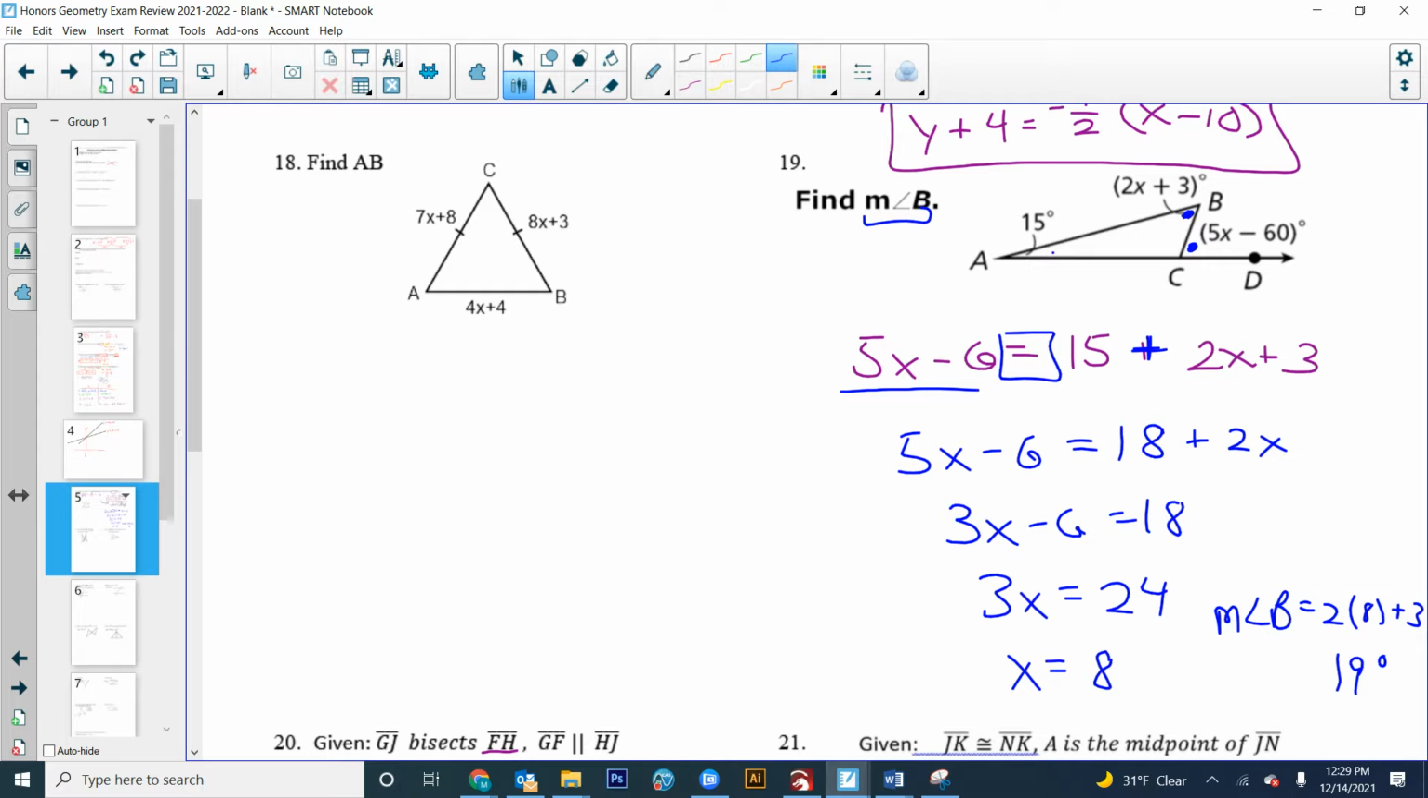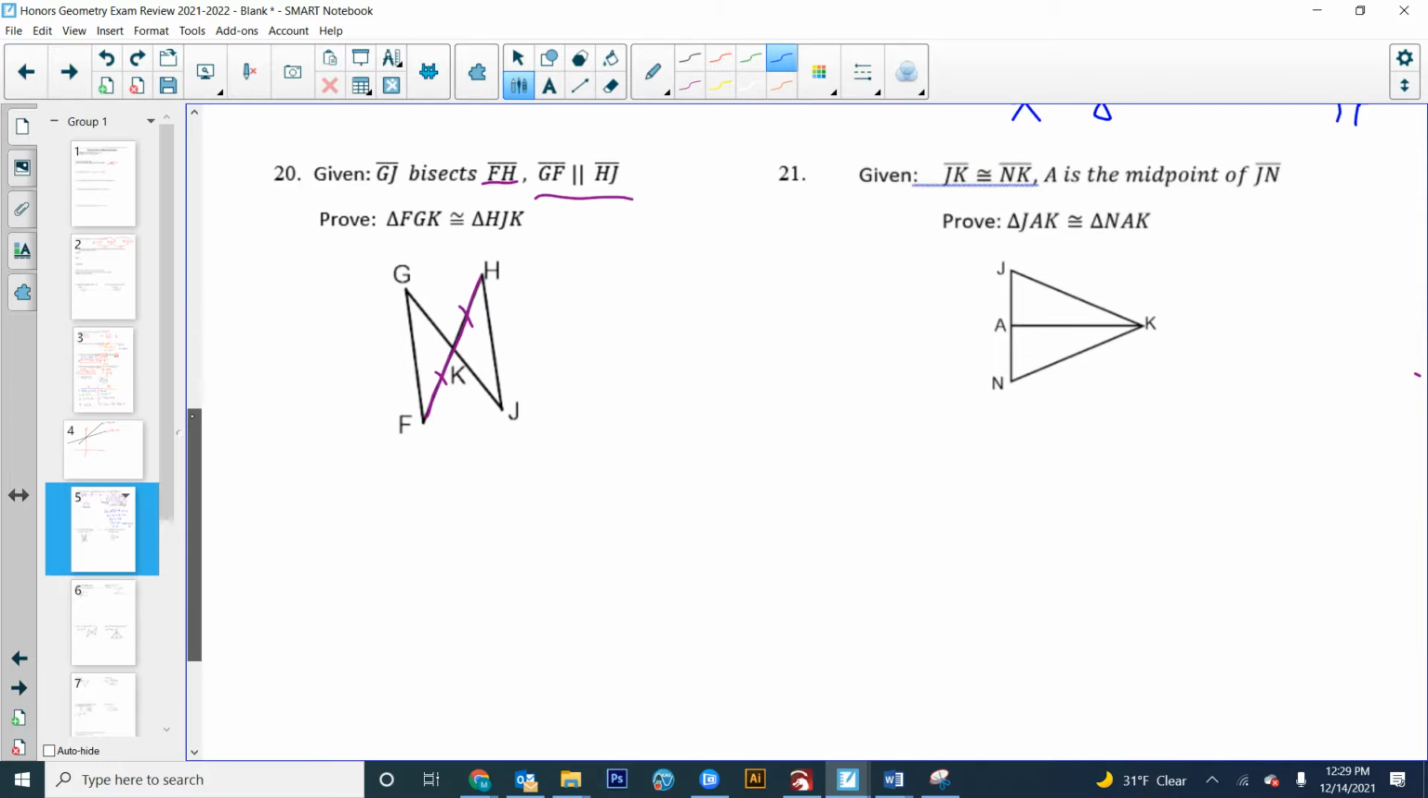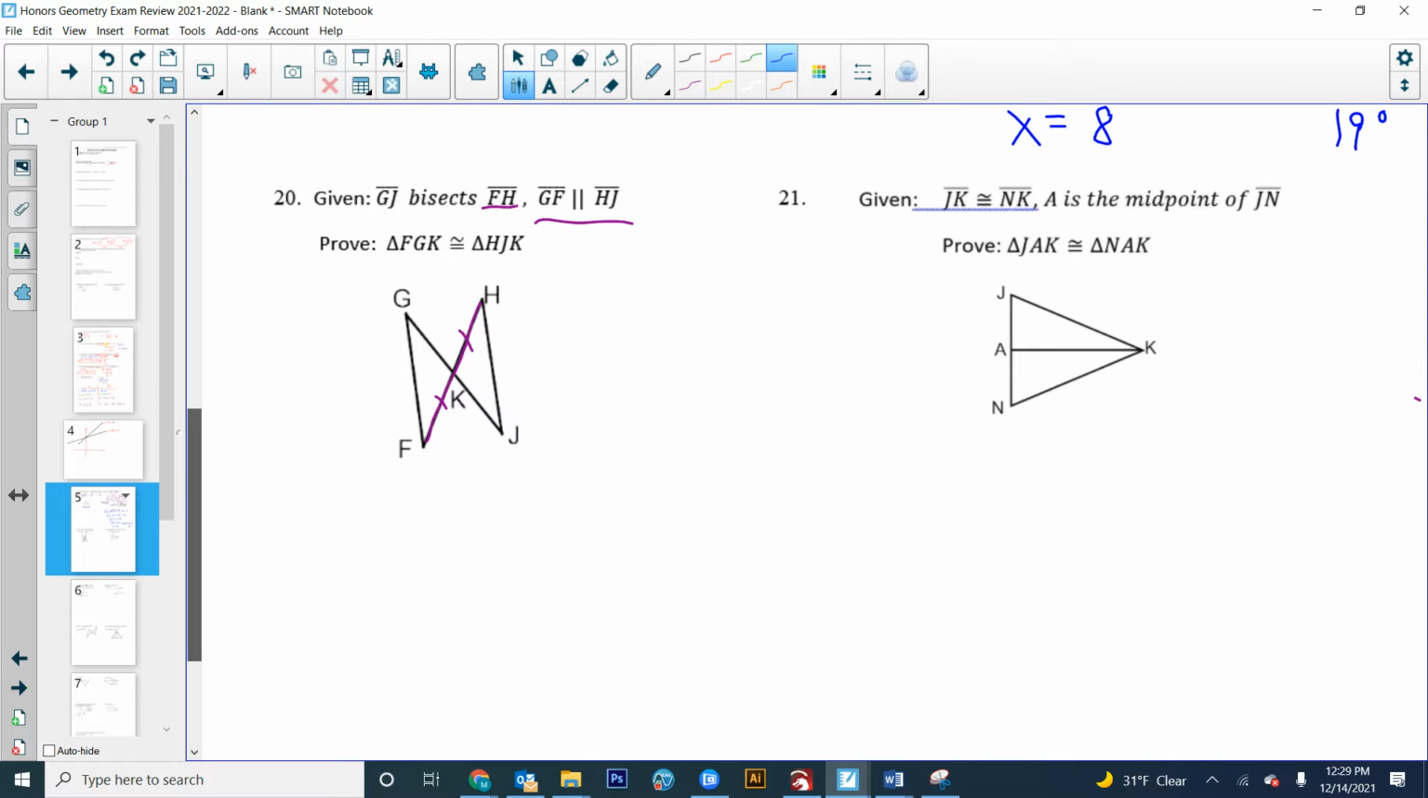All right, 18. That's isosceles, right? They asked us for side AB. But you can't do that yet. You have to solve for x first. You need to set the congruent sides equal first to get x. Then plug it in to get AB. All right? Awesome. Any questions on 20 or 21?